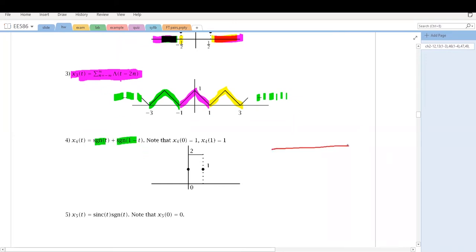Again, t equals 0. This is sine t, right? And here is 0. And then sine 1 minus t. You need to solve this equation here: 1 minus t equals 0. That's t equals 1.